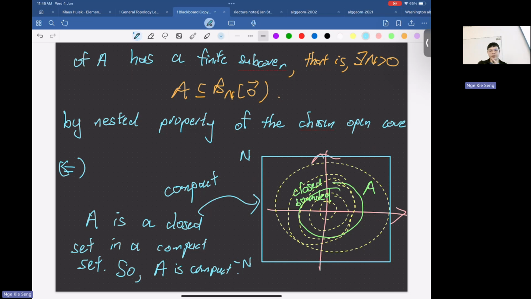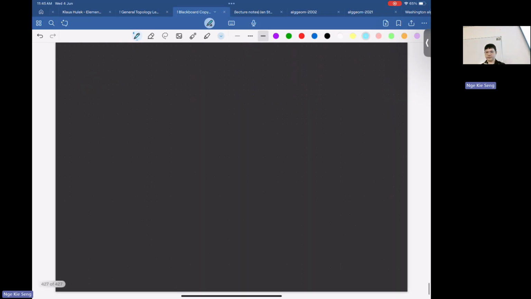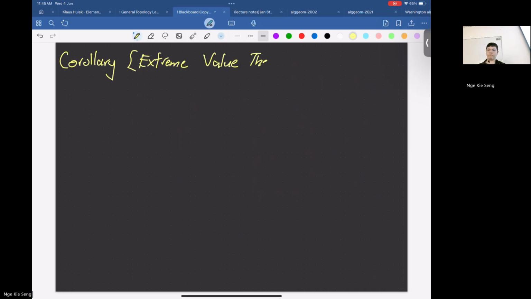Okay, good. I think today we are progressing well. So the last thing here is the extreme value theorem. Zhao Shen, what's the extreme value theorem here? Maximum and minimum. So what do you start with?